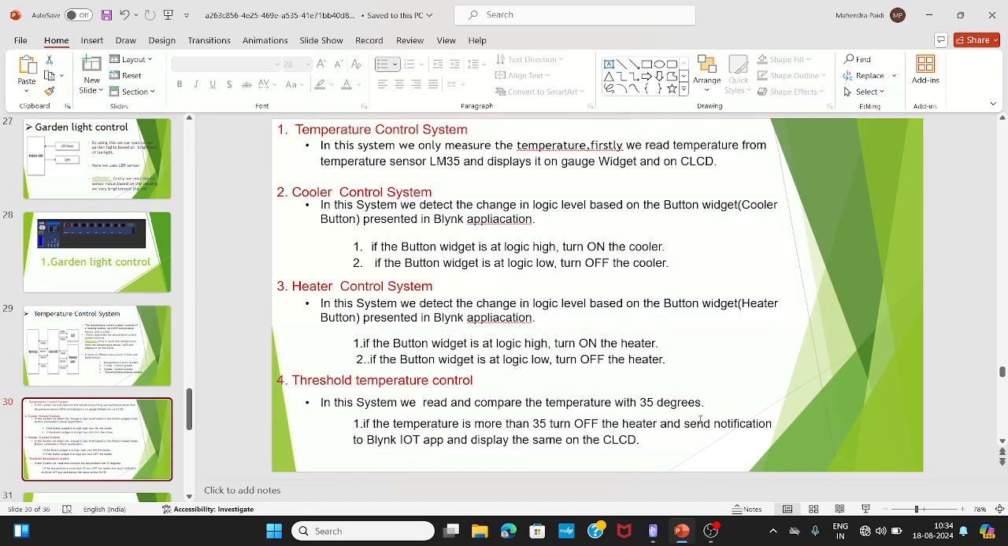Temperature control system. In this system, we only measure the temperature. First, we read the temperature from the temperature sensor LM35 and display it on the gauge widget on the CLCD.